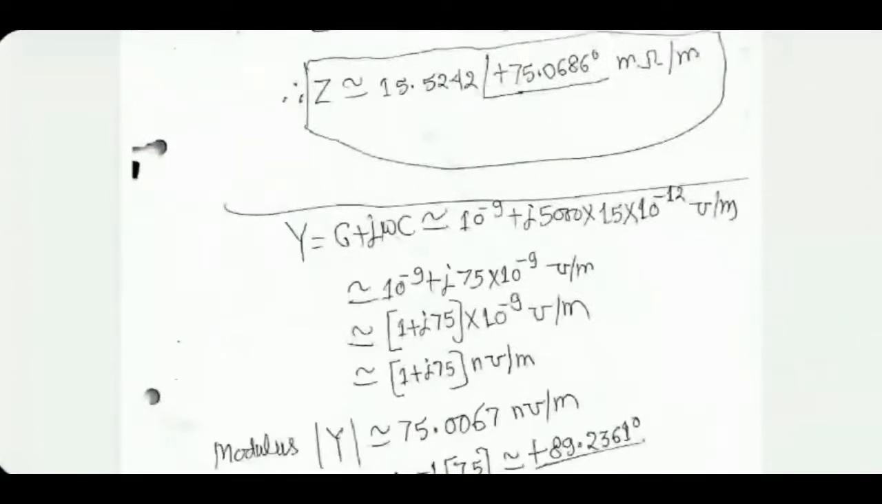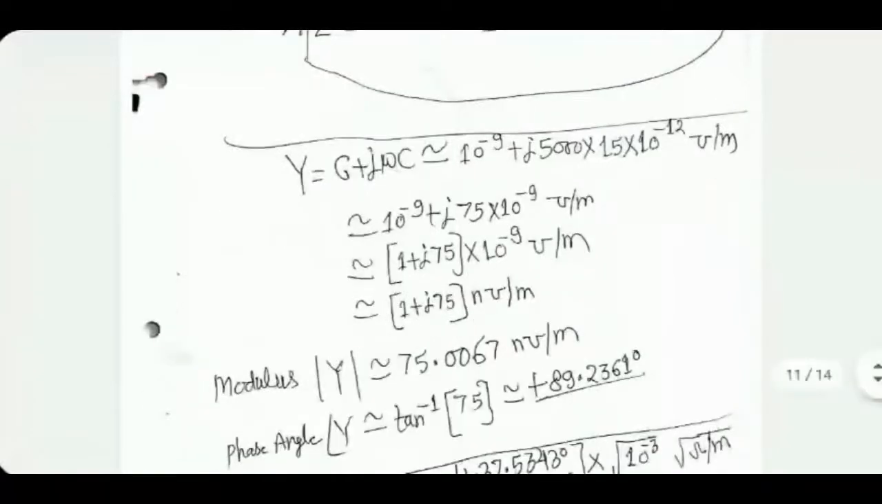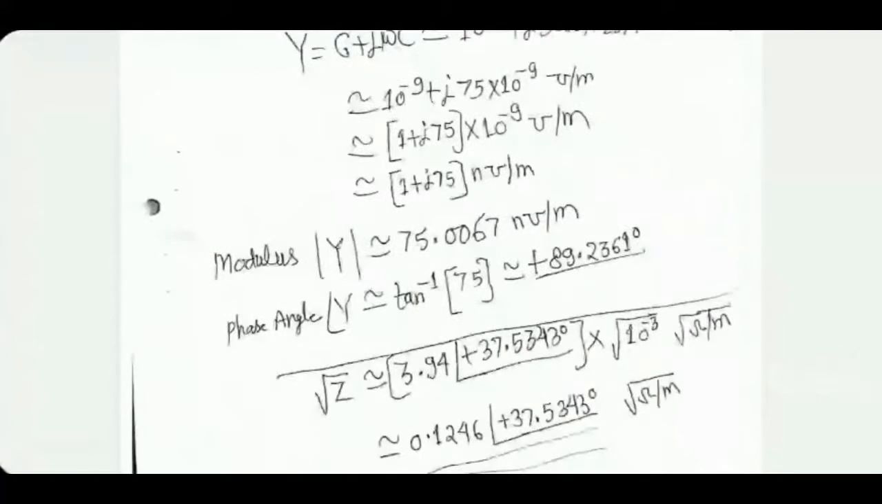10 to the power minus 9 is the value of G plus J omega C. What I get is 1 plus J75 nano mho per meter. Converting into polar system, I get 75.0067 nano mho, not ohm, nano mho per meter. And the angle is almost 89.23 degrees. Now your job is to calculate gamma and Z naught.